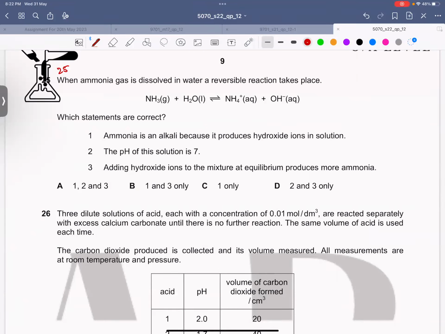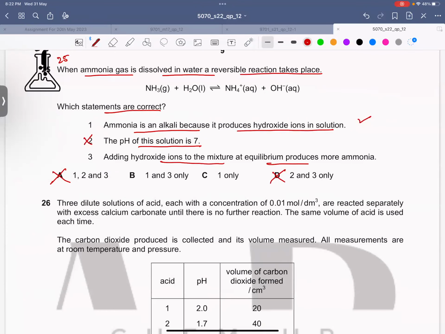Question number 25. When ammonia gas is dissolved in water, a reversible reaction takes place. Which statements are correct? Ammonia is an alkali because it produces hydroxide ions in the solution. Is it correct? Yes. The pH of the solution is 7. No. So 2 goes wrong, and if 2 goes wrong, then A and D are eliminated.